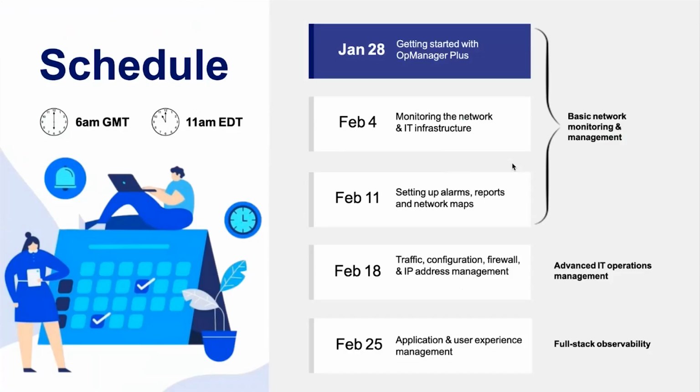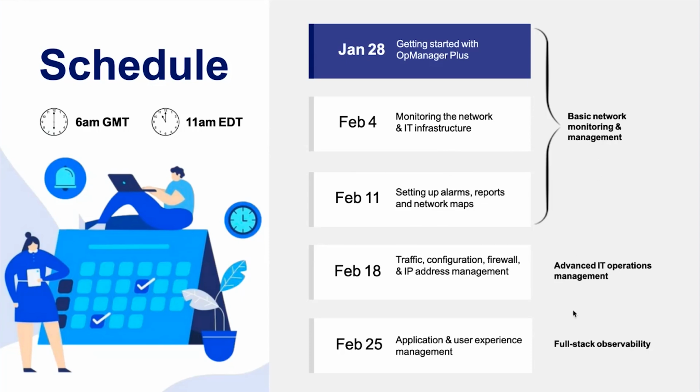This webinar is taken in 5 parts. The first 3 parts will constitute basic network monitoring and management. The first part will focus on getting started with OpManager Plus. Here we'll talk about creating user profiles, setting up authentication, managing network discovery, adding devices to your monitoring inventory, and so on. In the second part, we'll talk about monitoring the network and IT infrastructure. In the third part, we'll talk about how you can set up alarms, reports, and network maps.